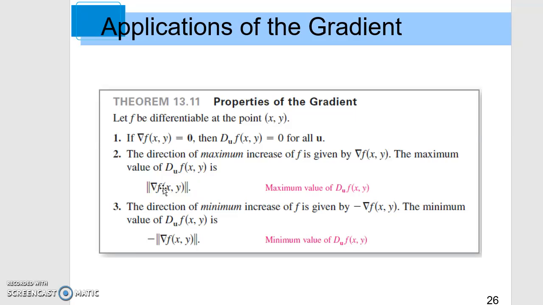properties of the gradient. The direction of maximum increase of any function of two variables is given by the gradient, and so that's what the gradient gives us. It always points in the direction of greatest increase of f. And at what rate? The maximum value of that directional derivative is the length of the gradient vector. And similarly, the direction of minimum increase of f will be in the opposite direction, negative of gradient of f, and the rate, negative of the length of the gradient of f.